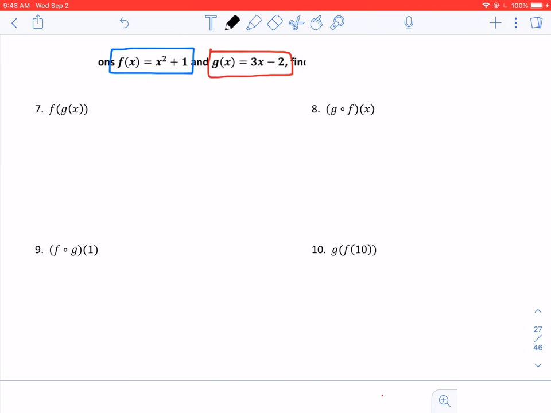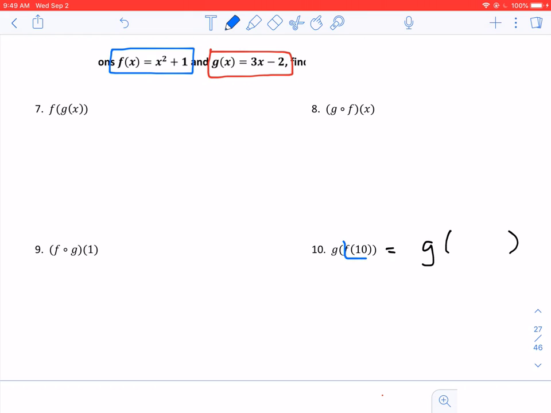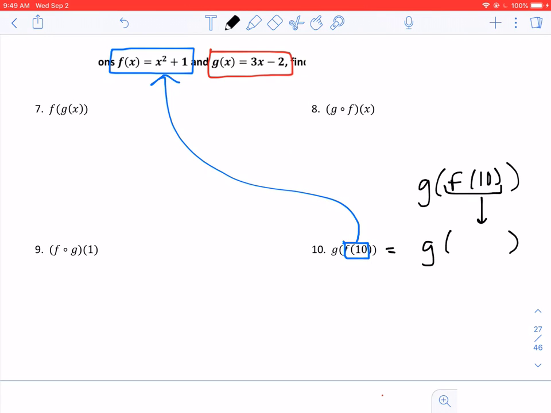Last one, what's g of f of 10? G of f of 10. Well, we'll start off by first finding the inside. Find the inside answer, plug it into the outside function. So working inside out here. So let's first find f of 10, right? Because I'll just rewrite the question. We're trying to find g of f of 10. So we're first going to find f of 10. We'll put that here, and then we'll worry about finding g of that number. So it's kind of like a double evaluation problem.